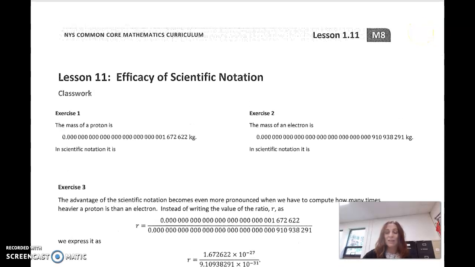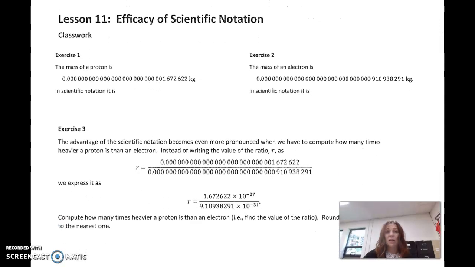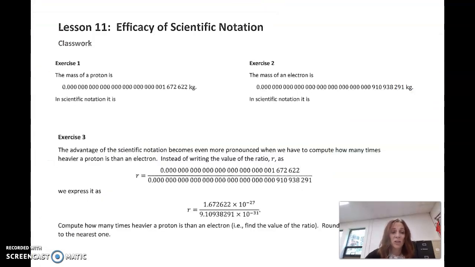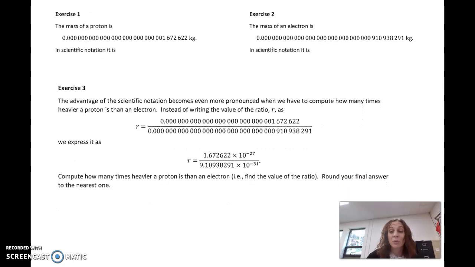Lesson 1.11 is on the efficacy of scientific notation. And really, all efficacy means is the ability to produce a desired or intended result. So basically, we want to use scientific notation to help solve real-life problems, especially when we're dealing with things such as protons and electrons. Obviously, this is an extremely small number. So let's review just how to put things in scientific notation.